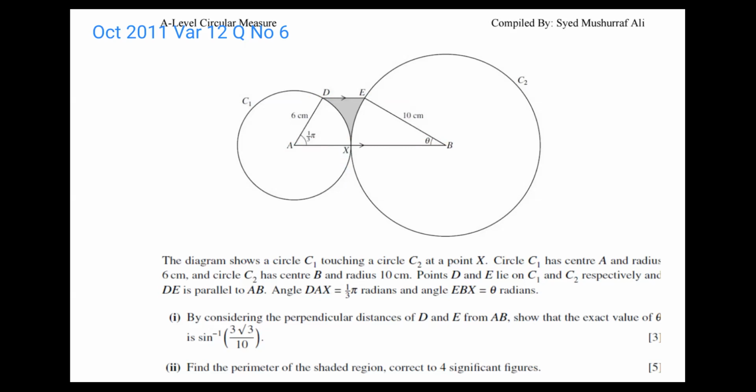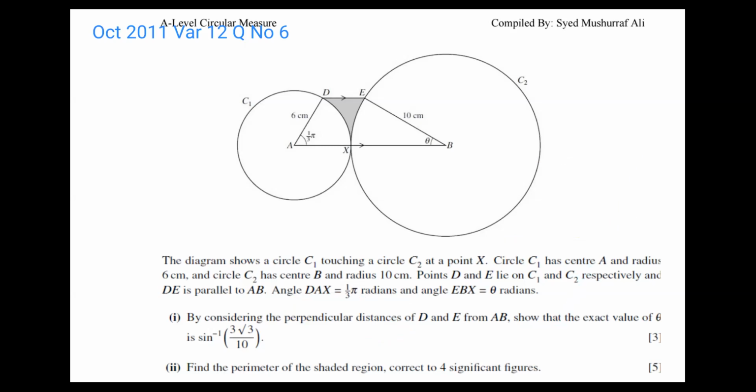And he said to show that the exact value of theta should be equal to this. So what is the method? How to find this angle theta? Because these two lines are parallel to each other, and he said perpendicular distance, how do we find it between the two? I will draw a perpendicular between them. So let's see how we can get it.